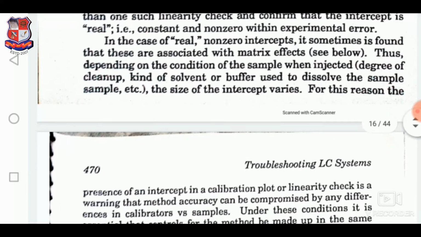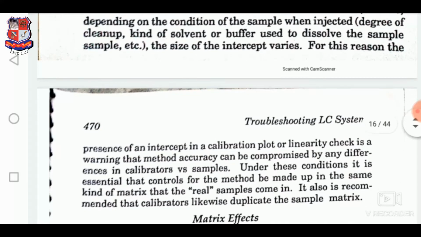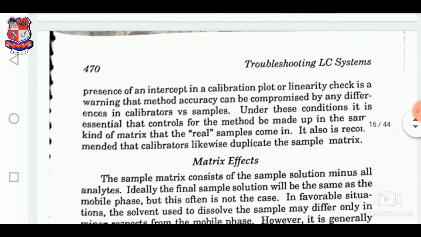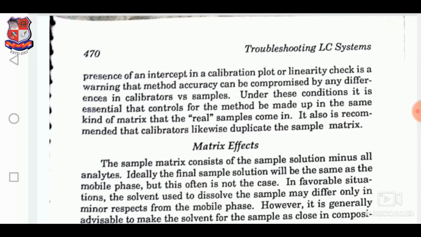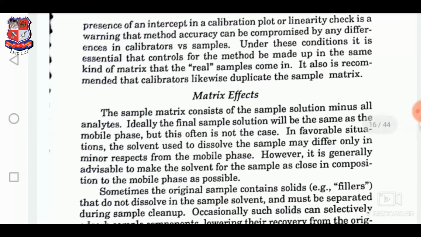Thus, depending on the condition of a sample when injected, degree of cleanup, kind of solvent or buffer used to dissolve the sample, etc., the size of the intercept varies. For this reason, the presence of the intercept in the calibration plot or linearity check is a warning that method accuracy can be compromised by any differences in calibrators versus samples. Under these conditions, it is essential that controls for the method be made up in the same kind of matrix that the real samples come in. It is recommended that calibrators likewise duplicate the sample matrix.